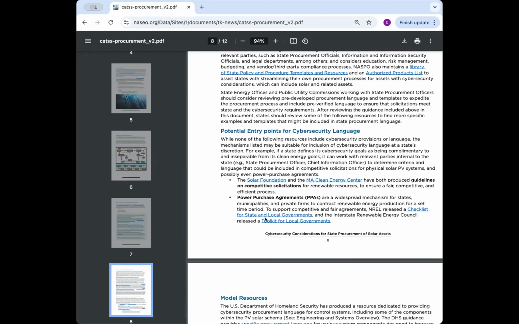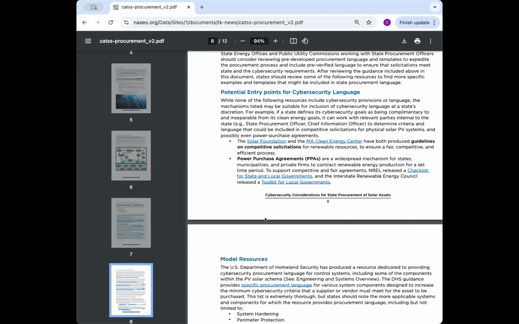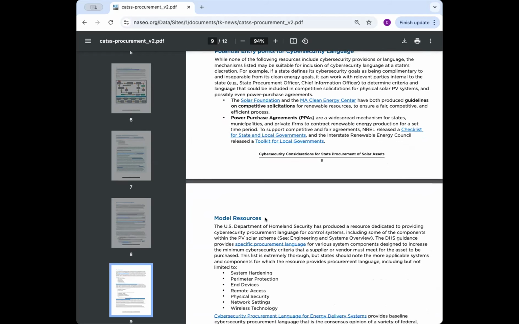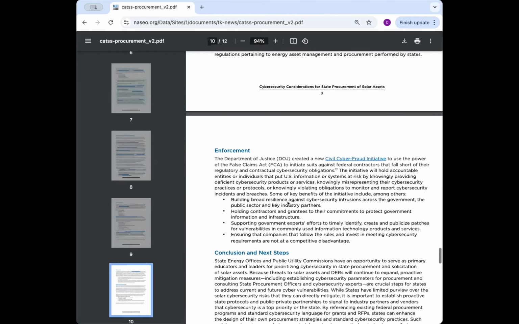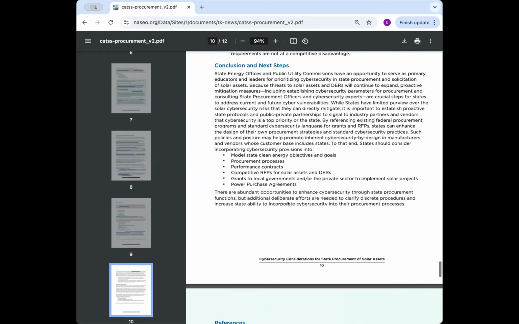Potential entry points for cybersecurity language. This gets into a little bit more specific framework and verbiage that you can actually drop straight into any procurement or contract resources. And then, as usual, there are a number of model resources and other legal backing language inclusions in this resource too.